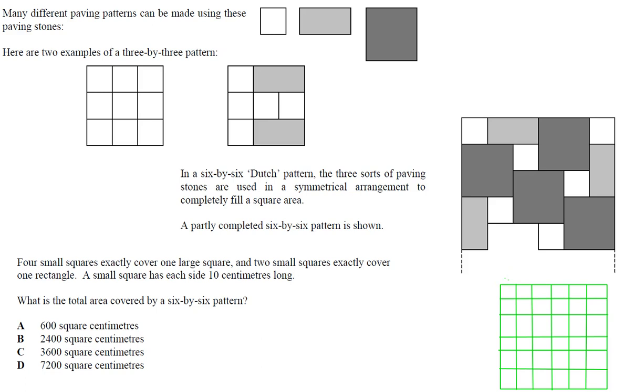So if each of these little squares is 10 centimeters, then what do we have? Since there's 6 of them, we have a square that is 60 centimeters by 60 centimeters. So the total area covered by the 6x6 pattern is 60 times 60, which is 3,600 square centimeters. Or our answer here, C.